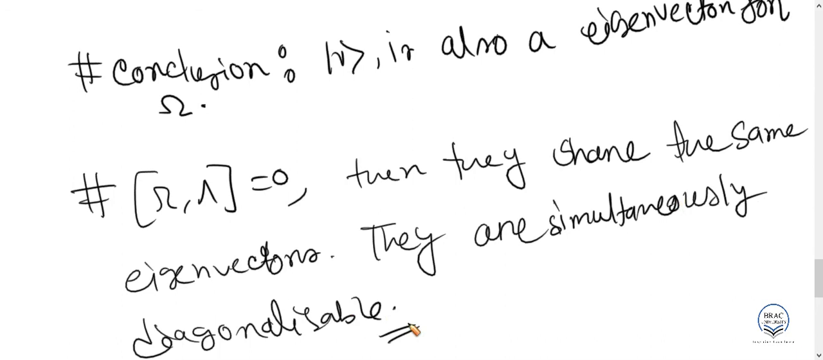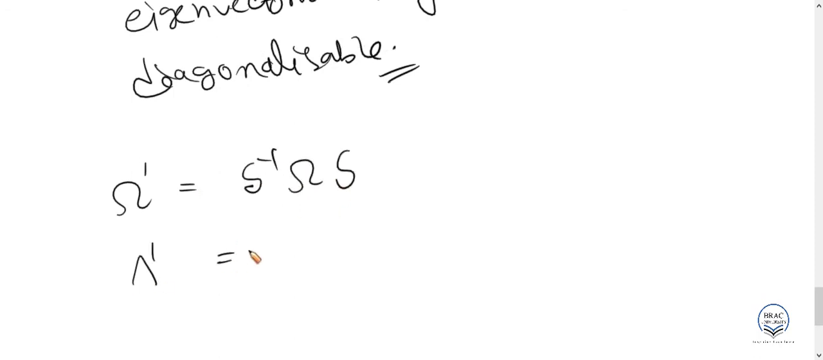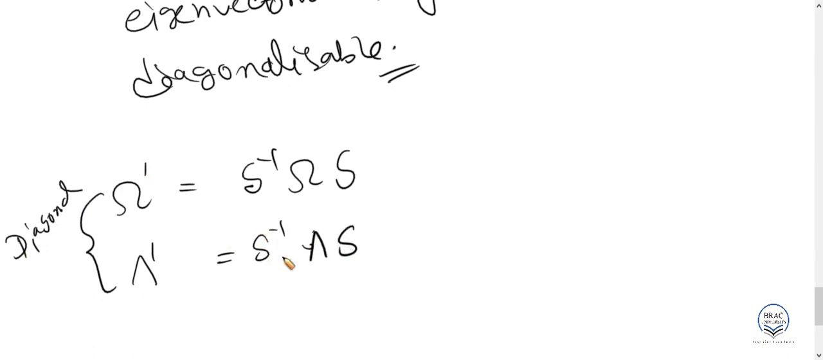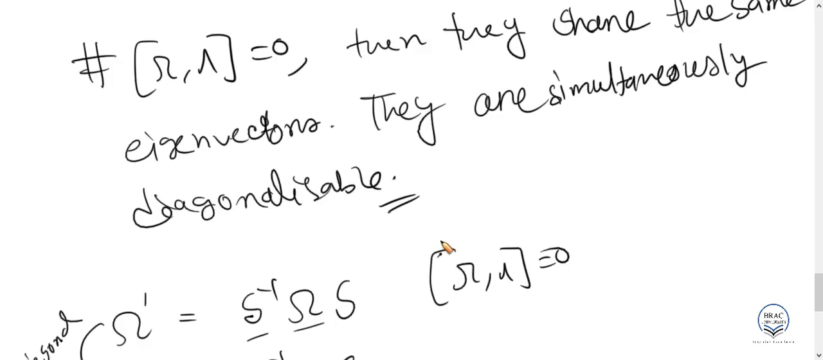And if you have already forgotten why I'm calling them simultaneously diagonalizable, remember, we can make a matrix diagonal, let's say omega prime, as S inverse omega S, and for lambda prime, let's say, S inverse lambda S, and both of these are diagonal. And these two S's in both cases will be the same, because the eigenvectors for omega and lambda, whenever they commute, are the same.